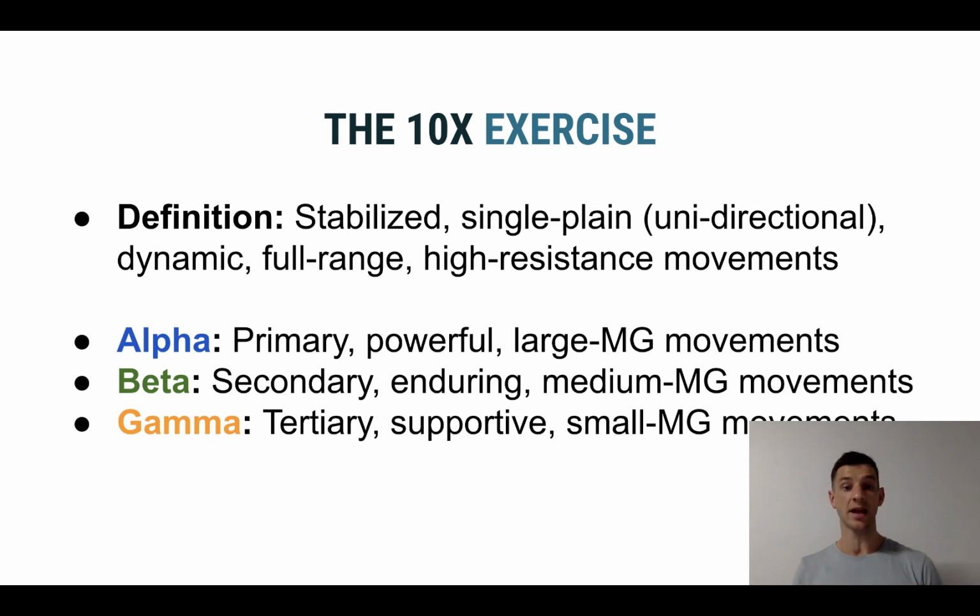Then we have our beta exercises. These are our secondary movements where they target smaller muscle groups, smaller, let's say, compared to the larger muscle groups. Then we have gamma exercises. And they are, again, tertiary, supportive, small muscle group movements.